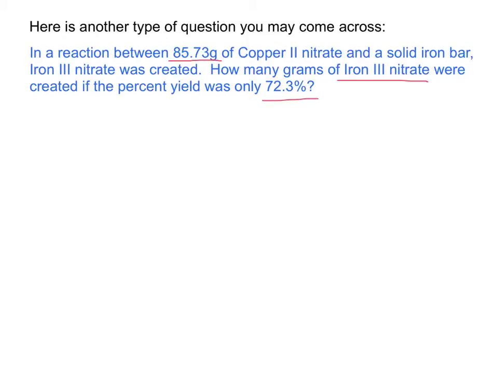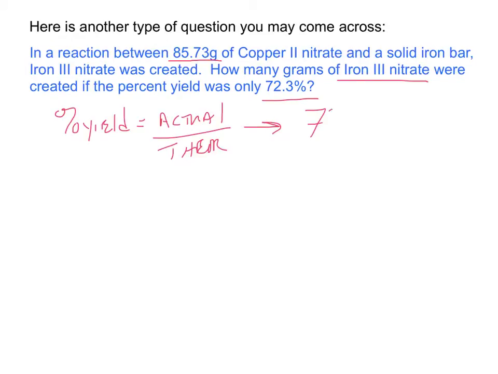So now I'm going to take, and remember, percent yield equals actual over theoretical. So if I take that, what I have now is 72.3%, and if we divide that by 100, you would end up with 0.723, just make sure you remember that, equals actual, I don't know what it is.